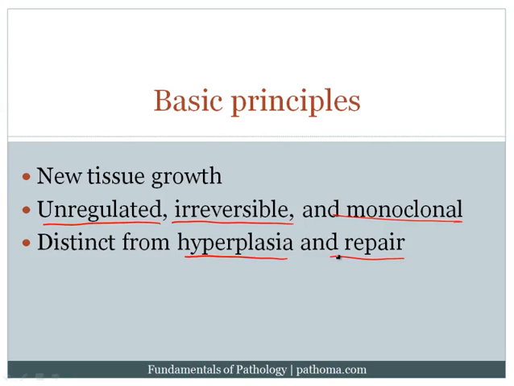However, hyperplasia is regulated. It's regulated by the physiology of the pregnancy. It's reversible. When the woman delivers, her uterus will again shrink down to normal size. And it's polyclonal. And by polyclonal, what we mean is that multiple cells produce daughter cells, which then subsequently results in the hyperplasia. Whereas cancer is monoclonal. We're going to talk about monoclonality in a moment. So again, these are three very important features of neoplasia.